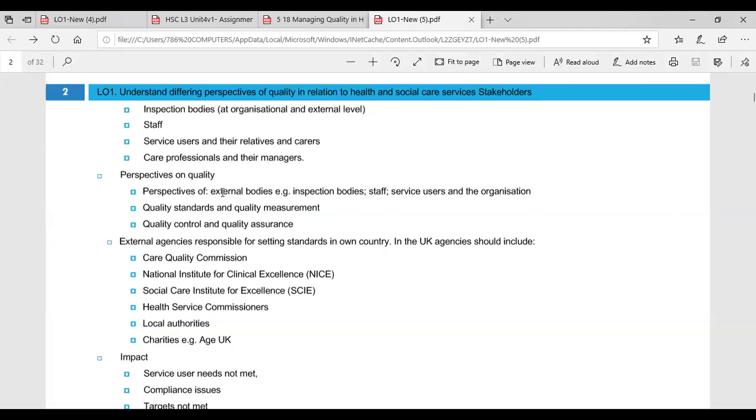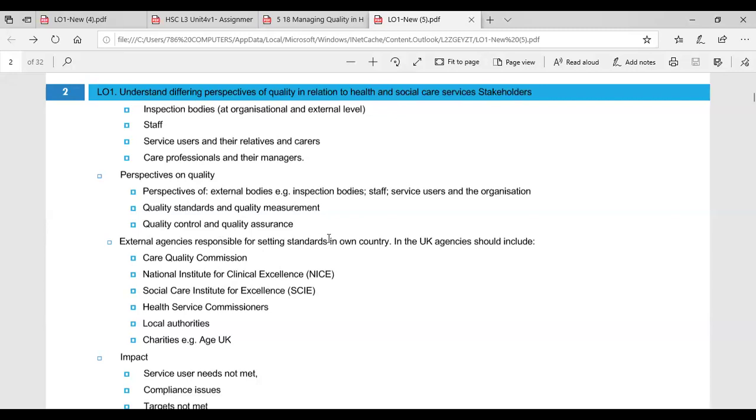Then perspectives on quality. We'll talk about what perspectives exist within the different external bodies. We'll talk about the quality standards and quality measurement ways, how to measure quality, quality control, and quality assurance. Quality needs to be maintained, definitely. If you achieve that level of quality, you need to make sure that it's maintained at a higher level, or at least at that level and not below that, obviously. And that comes from different strategies. We'll talk about how those are done.